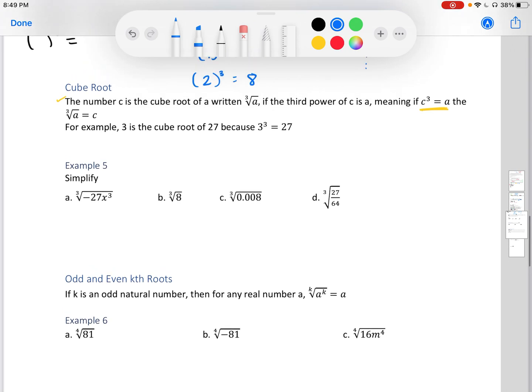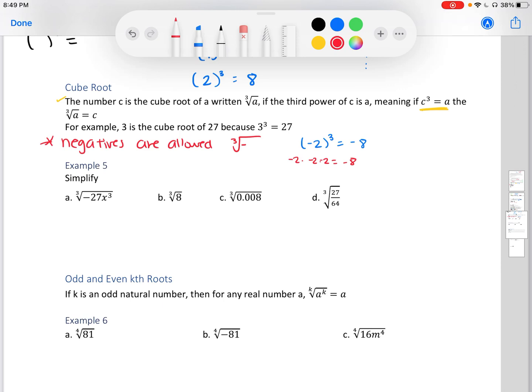Simplify. Well, actually, before that, let me leave a big disclaimer. Negatives are allowed in cube roots. For example, negative 2 raised to the third power is negative 8, because negative 2 times negative 2 times negative 2 gives us negative 8. Because we're multiplying an odd number of times, that negative never gets multiplied out to be positive. That's why we can apply the cube roots to a negative.